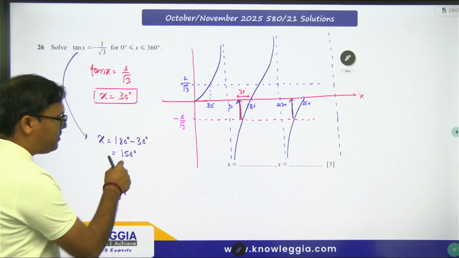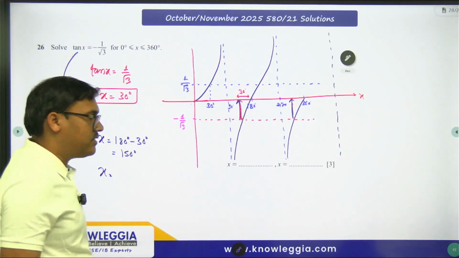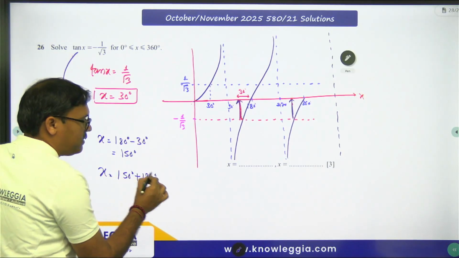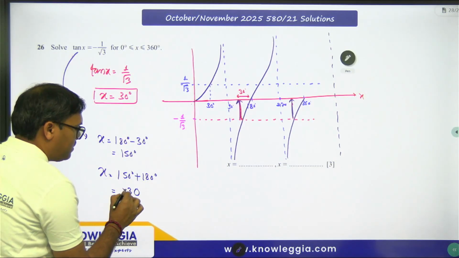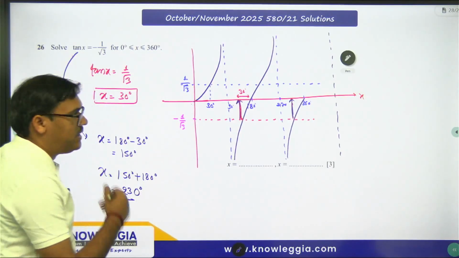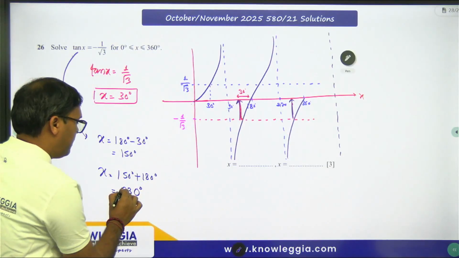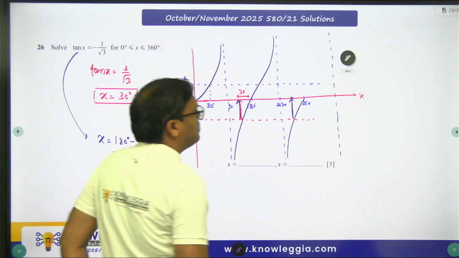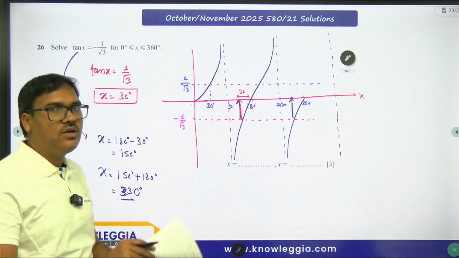Now, once we have this value, the other value you can directly say, because the tan x value repeats itself after 180 degree. So what is the other value? 150 degree plus 180 degree, which is 230 degree. So the values are 150 and 230 degree. Basically, wait, this is 330 degree, not 230. So this is 330 degree, and this is our 150 degree. This is how you solve this type of question.